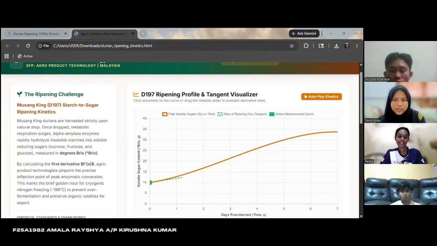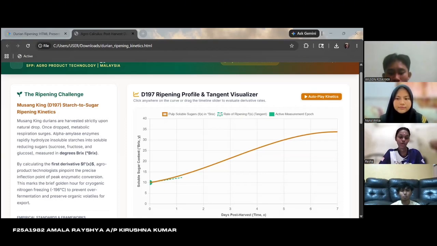This surge activates an enzyme called alpha-amylase. This enzyme is highly active in enzymatic hydrolysis, which is just a fancy way of saying it rapidly breaks down the fruit's tasteless, insoluble starch and converts it into sweet, soluble reducing sugar. We measure this sweetness level in a unit called degree Brix.